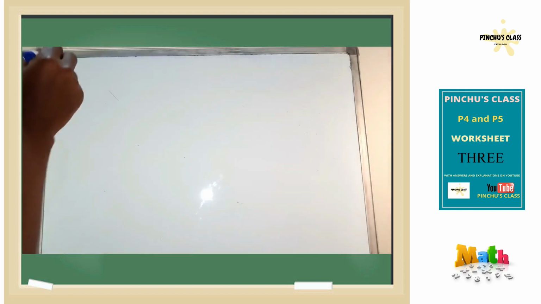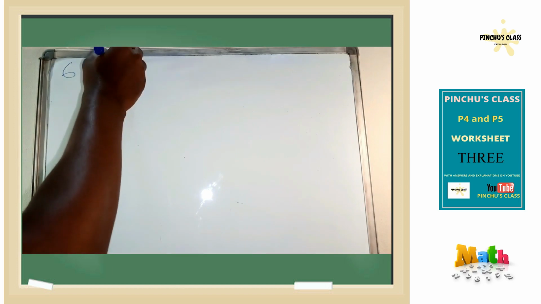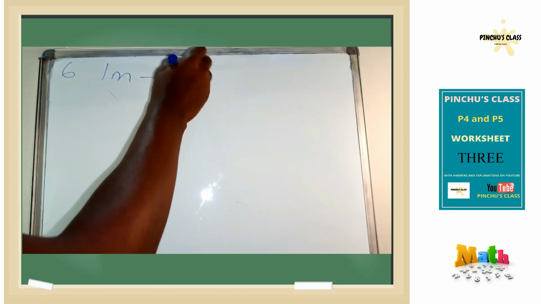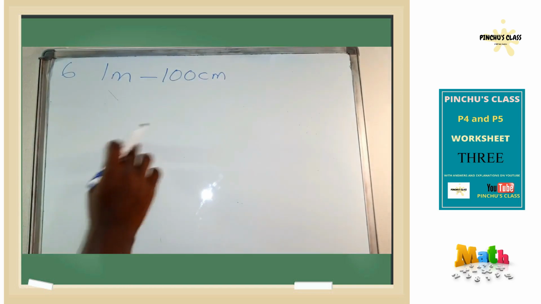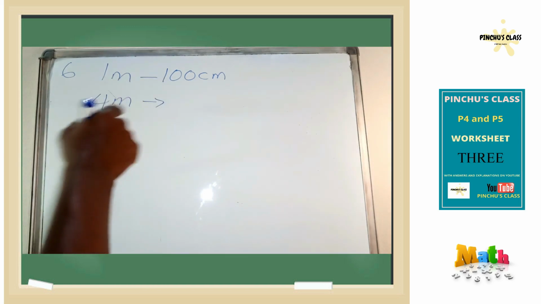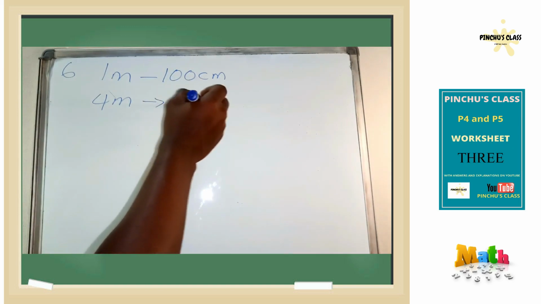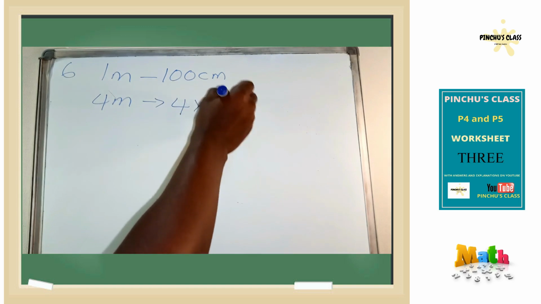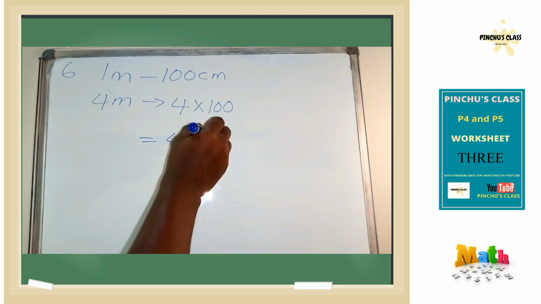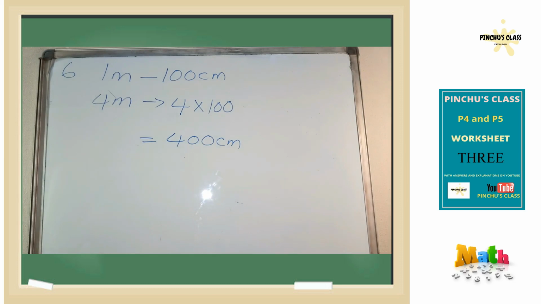Then number 6, we are converting 4 meters to centimeters. Remember, 1 meter has 100 centimeters, or is equal to 100 centimeters. What about 4 meters? Now when we are changing from meters to centimeters, we multiply. It means we're going to get 4 times 100, and this gives us 400 centimeters.